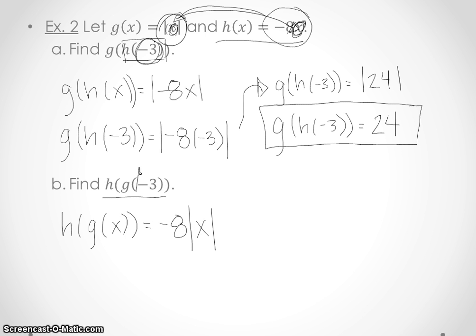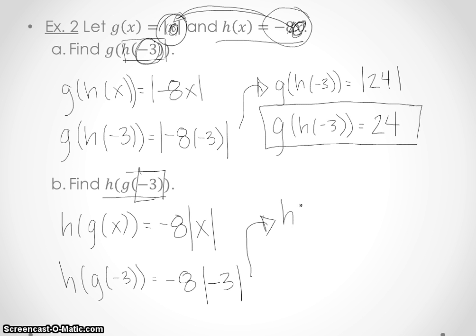So here we go. We just have to now put in -3, which is the value they wanted. So h of g of -3 equals -8, and then inside the absolute value bars, we put our -3. Now how this is different is that we have to take the absolute value of -3 first before we go any farther. Before, we could wait till the end because the absolute value bars were on the outside. Here we can't. So we have h of g of -3 equals -8, and then the absolute value of -3 is just 3. So now we have -8 times a +3, so this result is going to be -24 instead of +24. So -24 is our answer here.